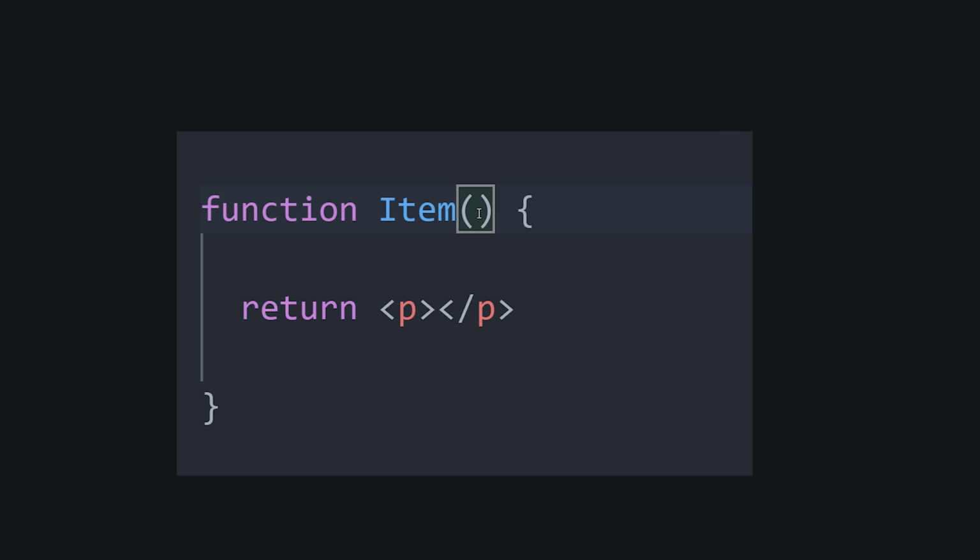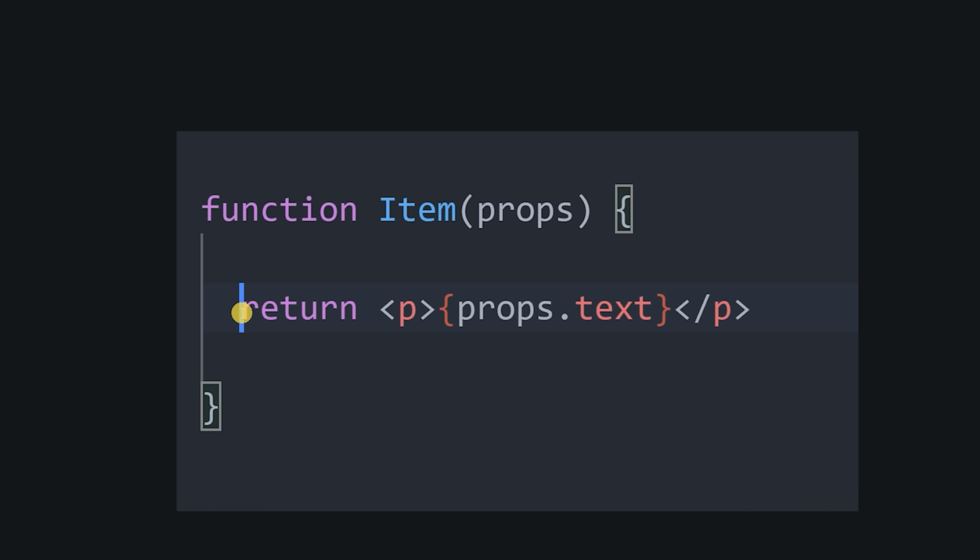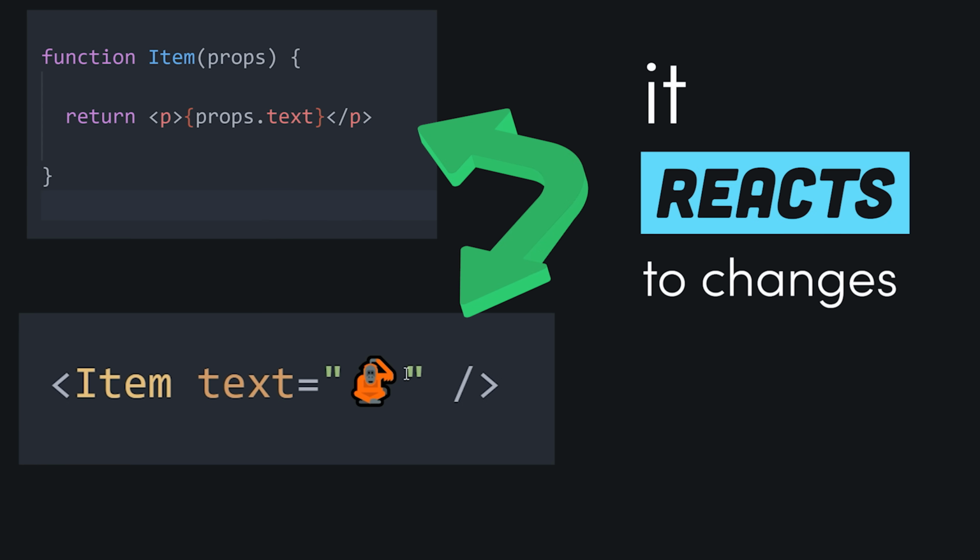If you want to pass data into a component, you simply pass it a props argument, which you can then reference inside the function body or in the UI using braces. If the value changes, React will react to update the UI.